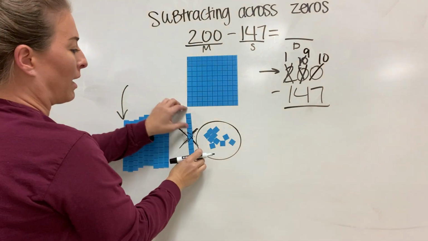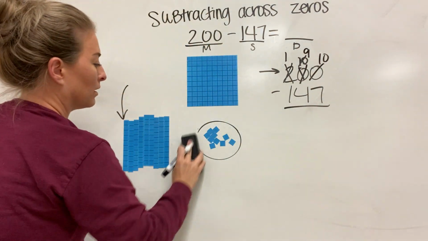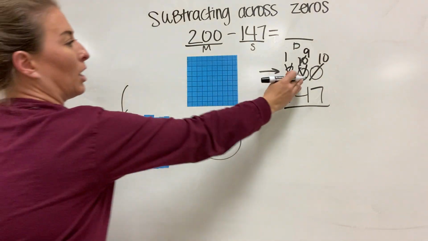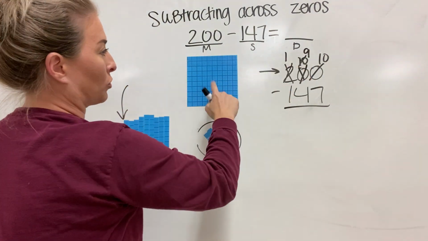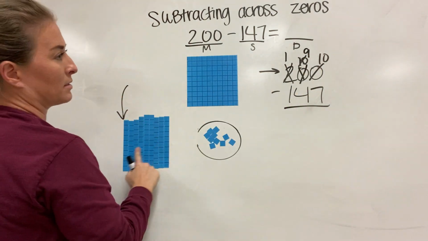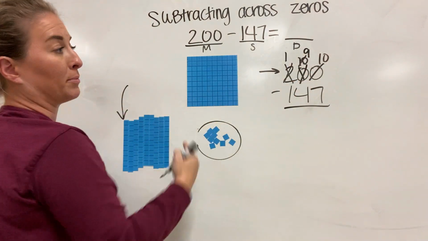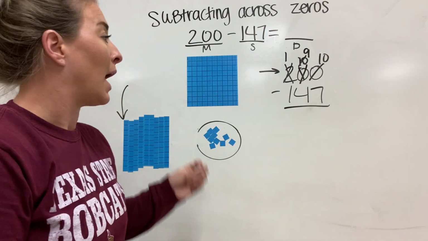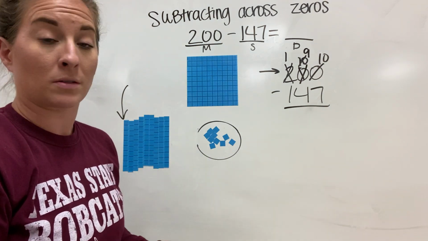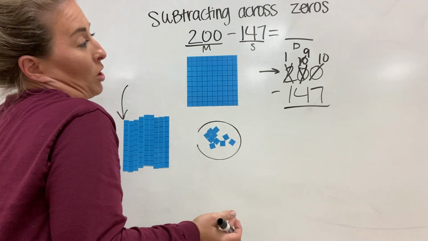So as I'm changing my base 10 blocks, I'm going to make my algorithm match. So now it's true, I have 100, 9 tens, and 10 ones, which will all add up to still 200. I did not change my value, I just changed the way it looks, okay? So now I can begin subtracting.